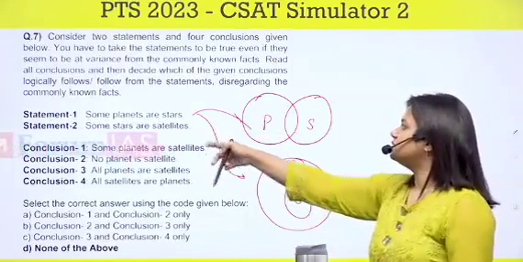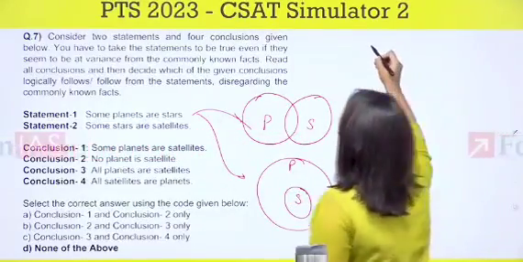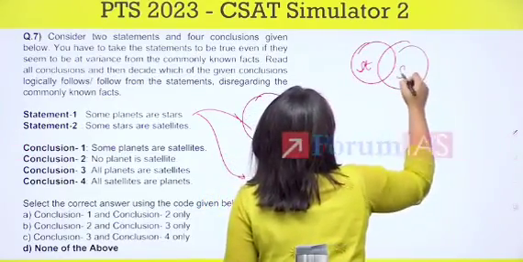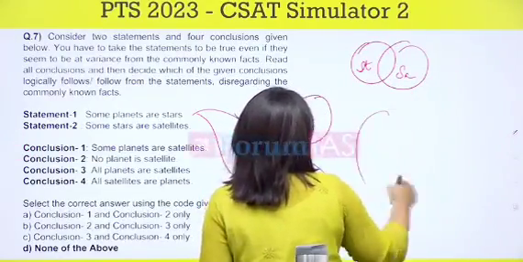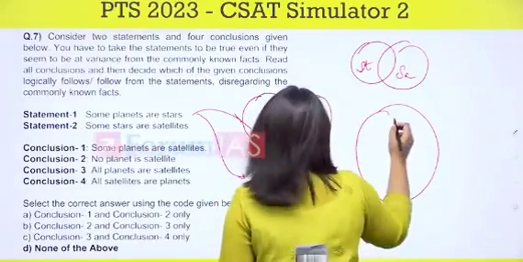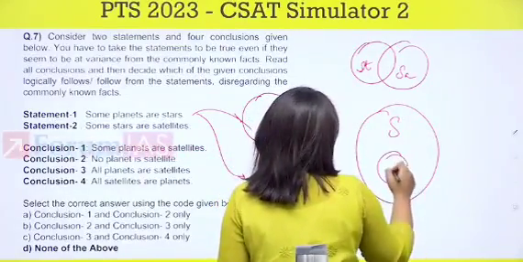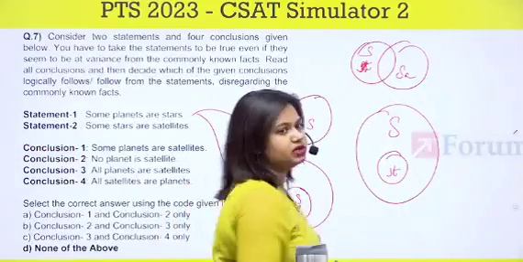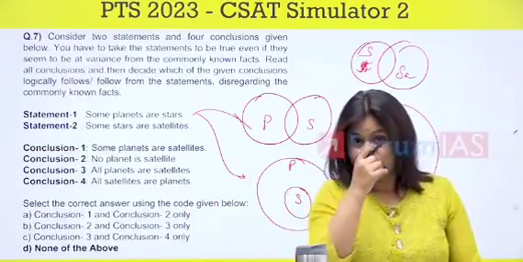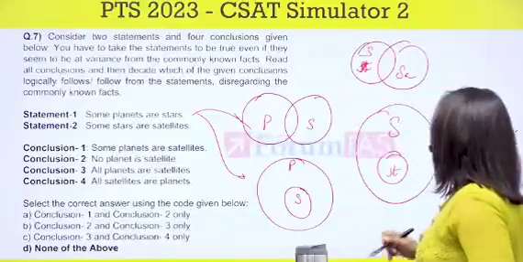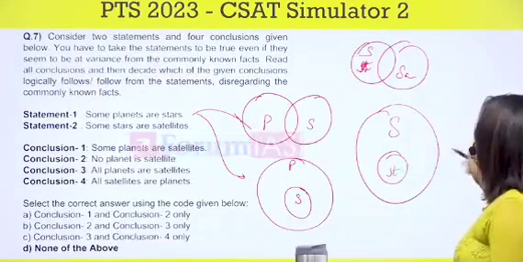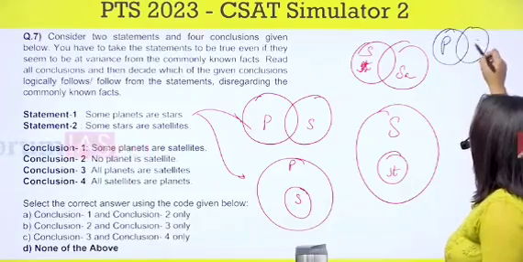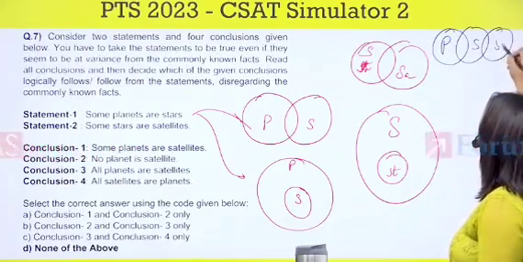In the same way, some stars are satellites. So, if these are stars, some stars can be satellites. This can also be true. I have said stars to be this, so that will work. All right. Now, both of these statements together, what can they be? Both these statements together can be, some planets can be stars and some stars can be satellites.